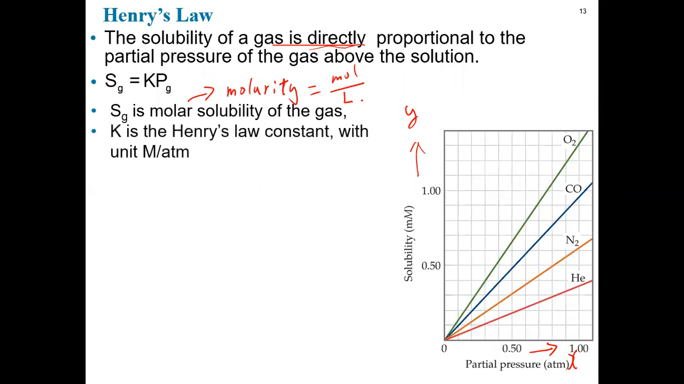So what is K? K is the Henry's law constant with a unit capital M per atm. Molar concentration is capital M. What is the atm? Atm is the unit for the gas pressure. So then the last one will be P_G, which is the partial pressure of the gas.